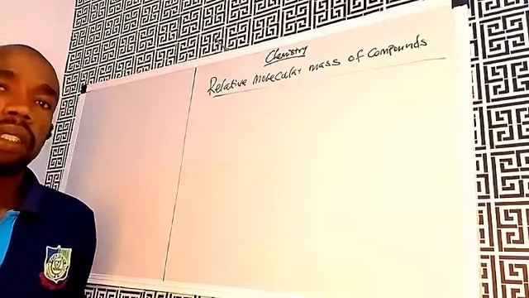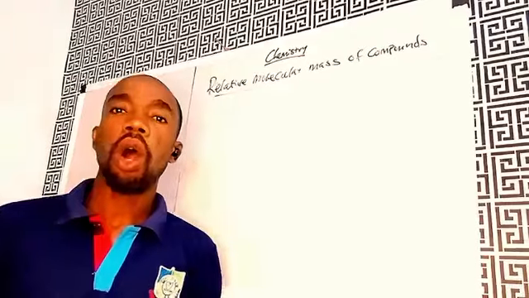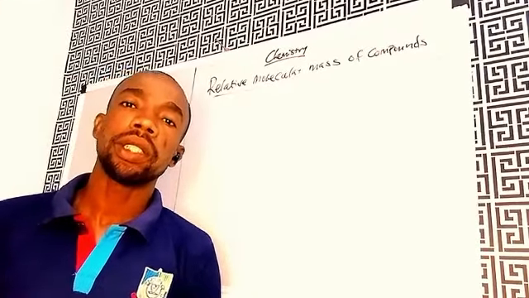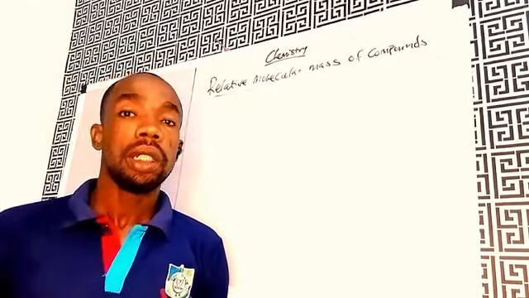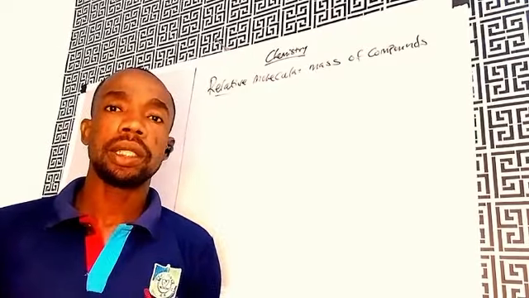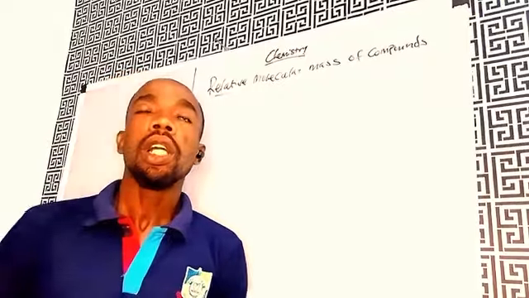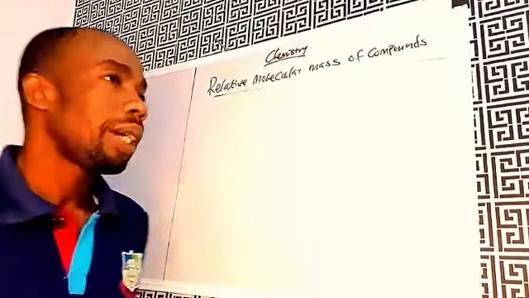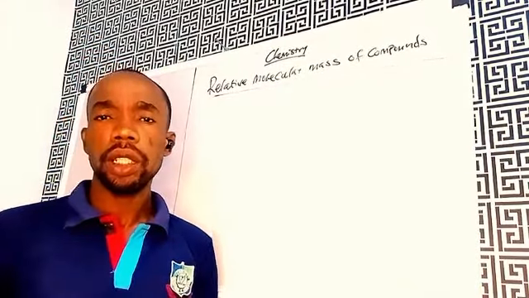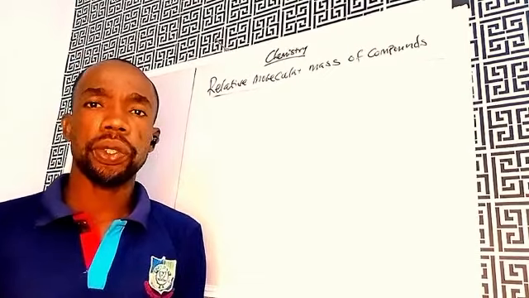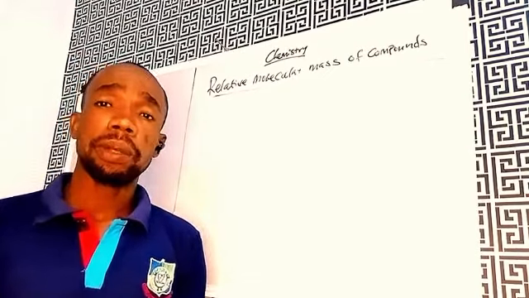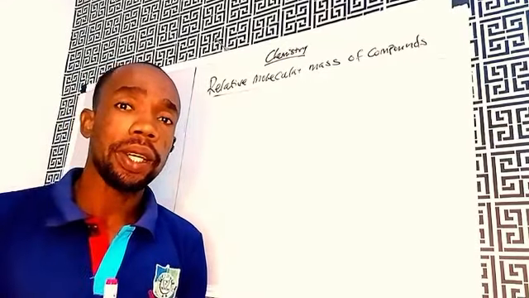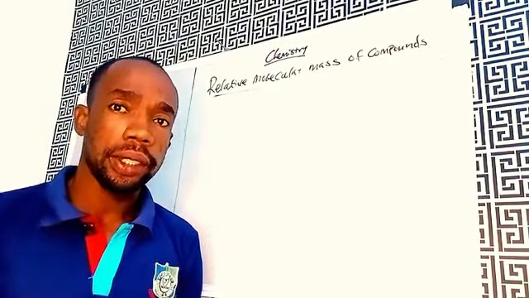Now, relative molecular mass has to do with the sum of all the relative atomic masses of all the elements that make up that particular compound. For instance, if you're asked to find the relative molecular mass of sodium chloride, the molecular mass or the formula mass of it will be the sum of the relative atomic mass of sodium and that of the relative atomic mass of chlorine added up together. You get your answer.